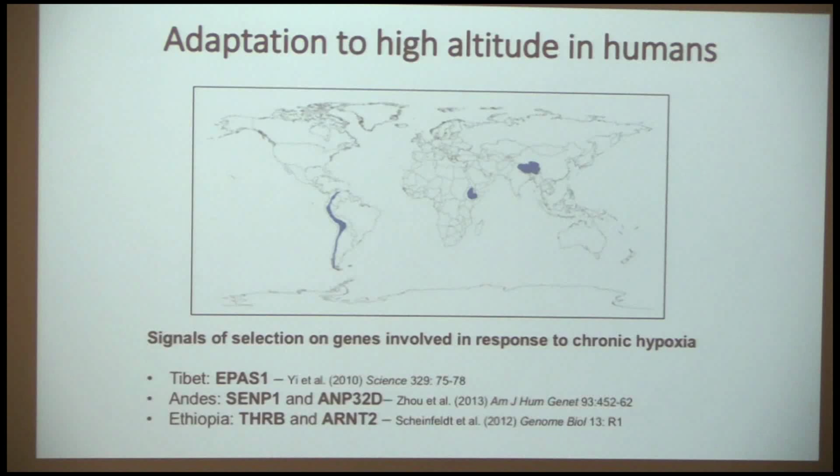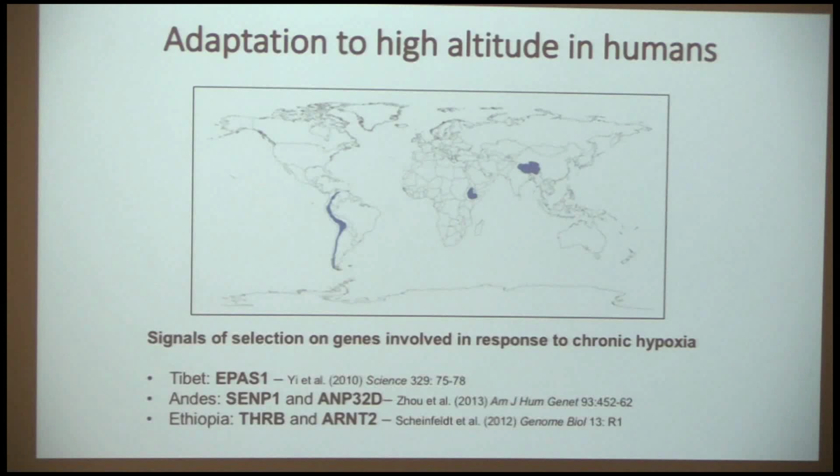In humans, they've found genes that are all involved in the low oxygen of the air at high altitudes, but they're slightly different pathways and different ways in which the adaptation occurs.